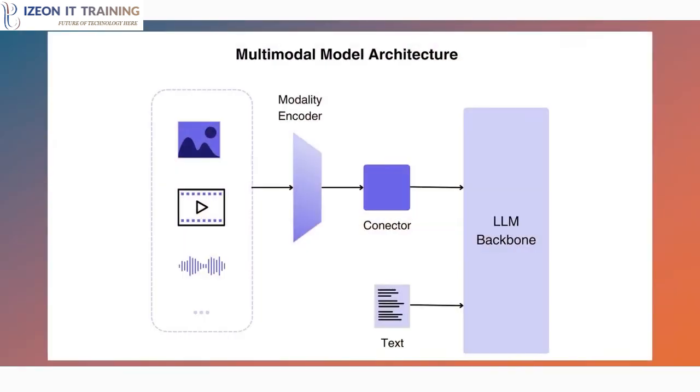So let me take another example to explain this diagram. As you can see, we have different inputs. The model can take text, images, audio, or even video as input. Next are the encoders for each modality. That means a text encoder converts words into vectors, an image encoder converts pixels into vectors, and then an audio encoder converts sound waves into vectors.